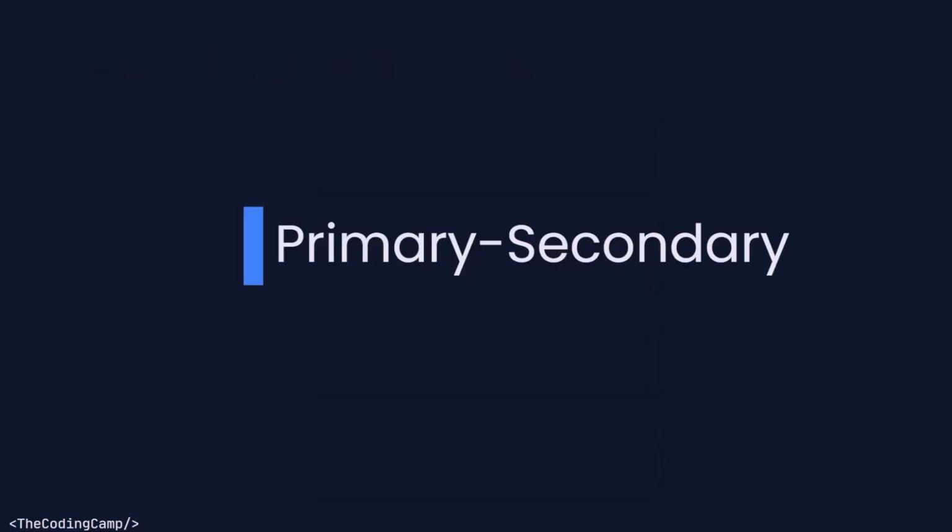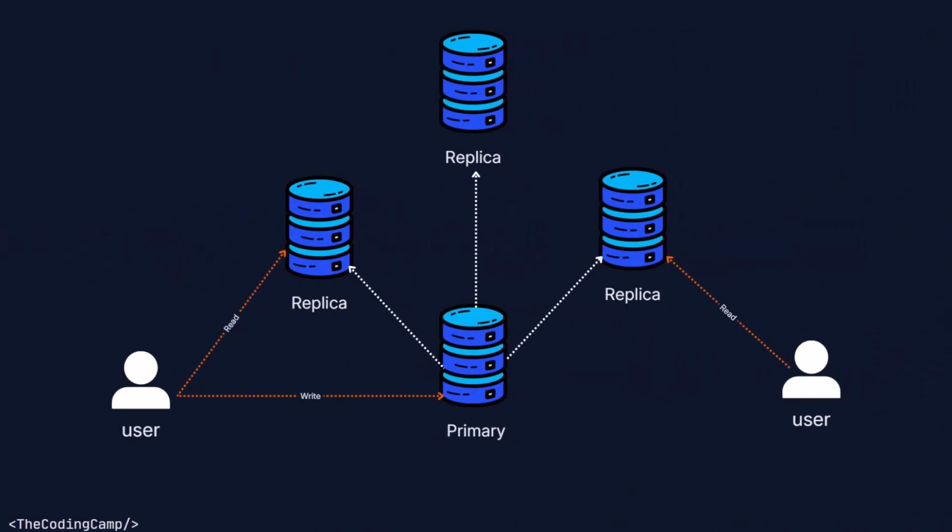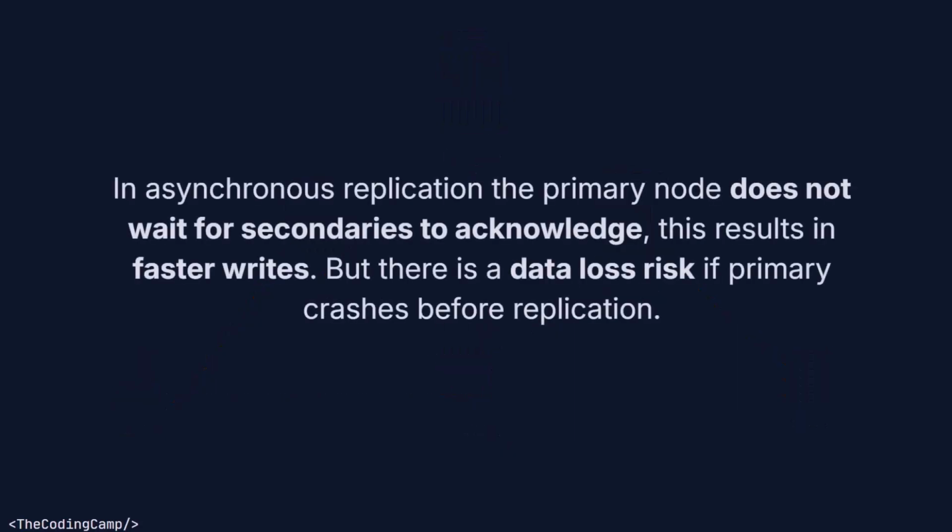In primary-secondary replication, the primary processes the write, then replicates the change to secondary nodes. Secondary nodes receive replicated data from the primary node, serve read requests, and act as backups if the primary fails. Primary-secondary replication can happen asynchronously or synchronously.